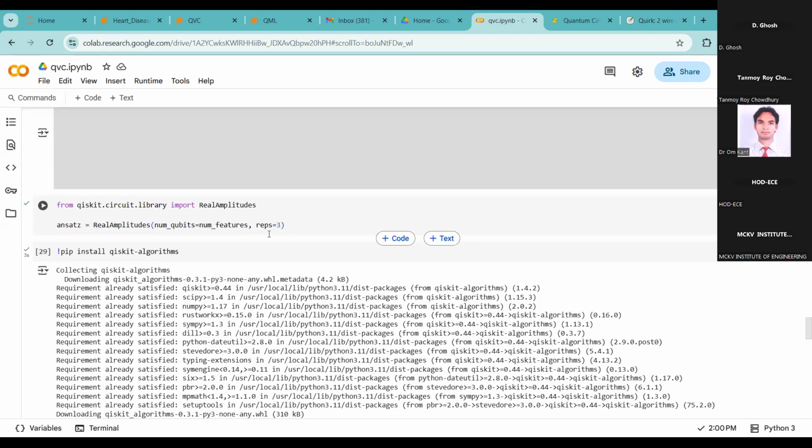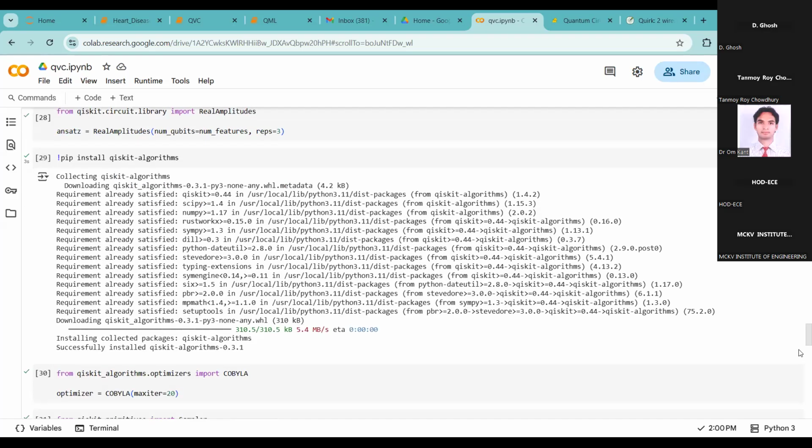Again, you can see the reps is 3. Reps is how many times you want the repetition of your variational circuit. How many repetitions do you want? If you keep on repeating things, your circuit is going to become very complex, so it can model very complex relationships. So this time it is 3.